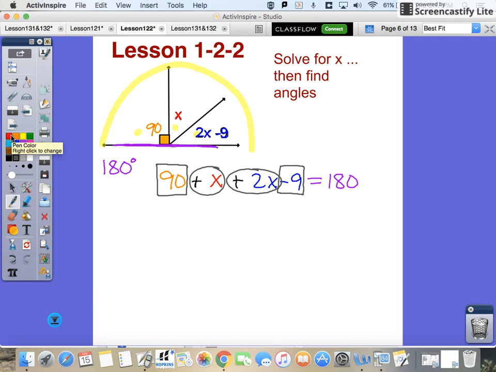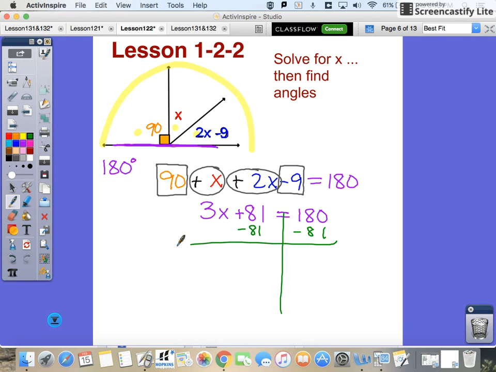So I would combine the variables first. If we have 1 here and 2 here, that means that we have 3 x's. And then we have 90 minus 9 is plus 81. And that's equal to 180. From here, we're going to drop a line down. Well, minus 81, minus 81. That's 99. These guys cancel, so all we have is 3x. Divide by 3, divide by 3. X equals 33. Okay, so this is one important piece, but we're not done yet.